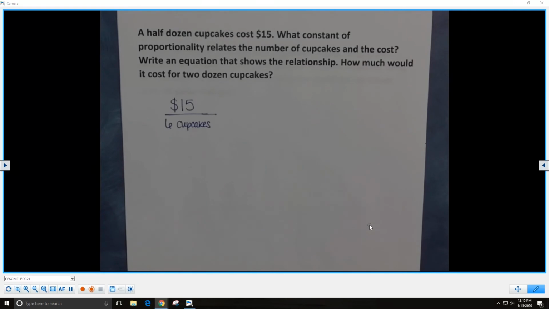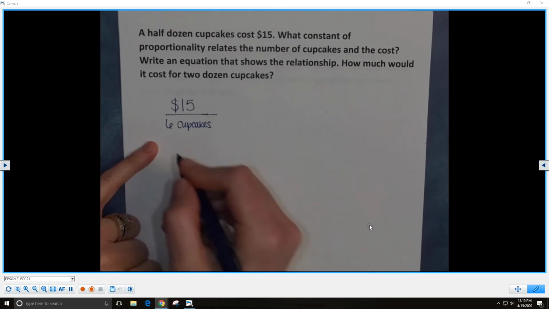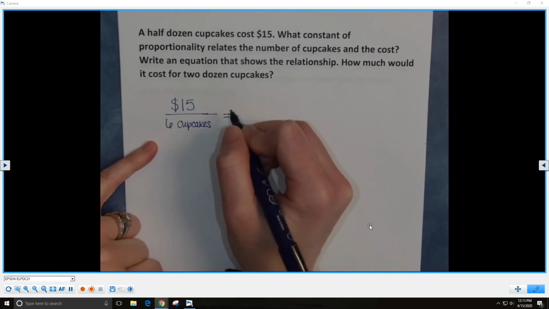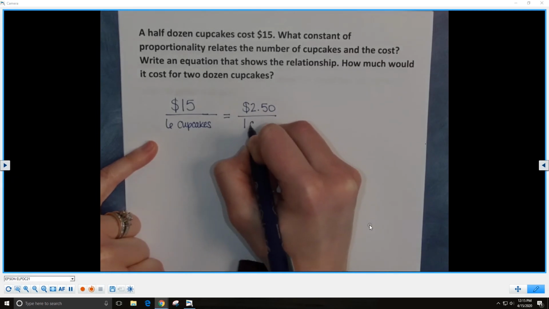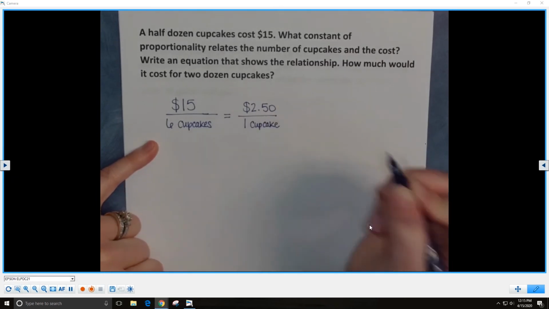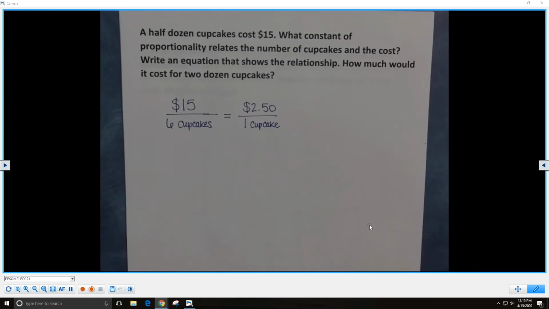Awesome. So were you able to reduce that ratio? Yes, you are able to reduce that ratio. Once we've divided by 6 here to reduce this ratio, we figure out that it is $2.50 for 1 cupcake. Did you get that? Great, let's keep going. So if it costs $2.50 per cupcake, then what is your equation going to look like using the constant of proportionality? I'll pause for you to make sure that you have that equation. Make sure that you explain what your variables represent.